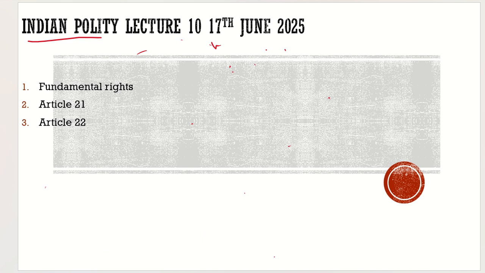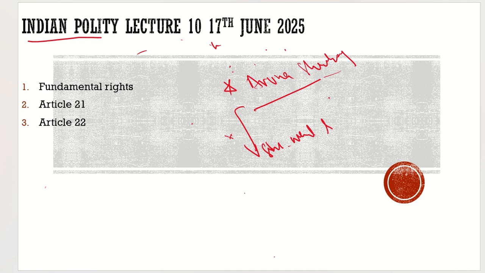There was a very unfortunate lady, Aruna Shanbag. She was a nurse in a hospital, and one of the male members was not happy with her. He assaulted her, and she went into a coma and then into a permanent vegetative state. That is, she became brain dead.